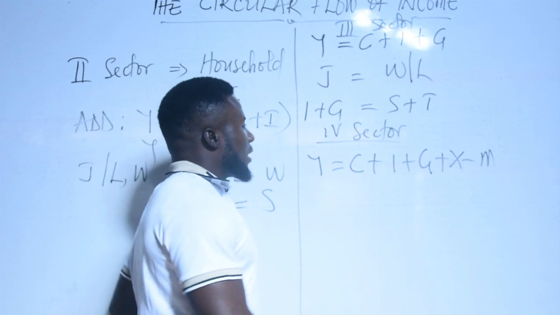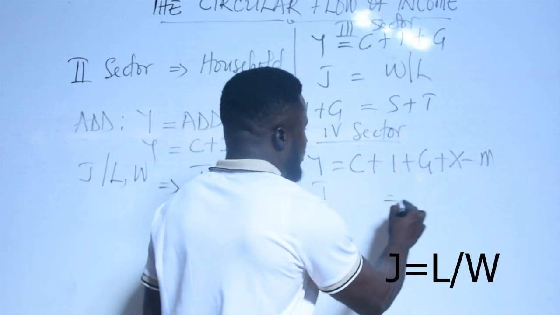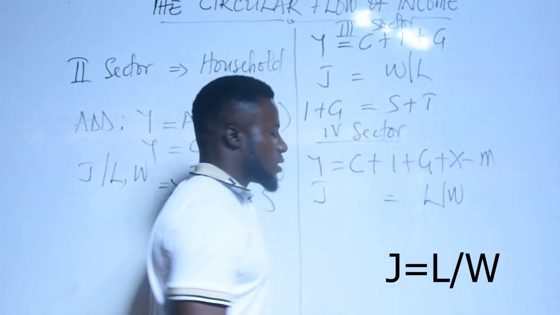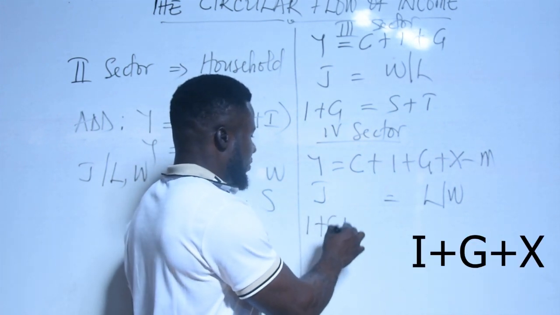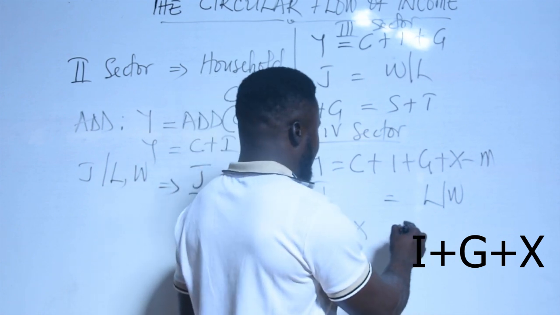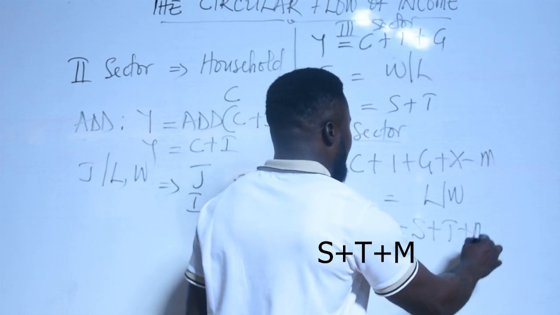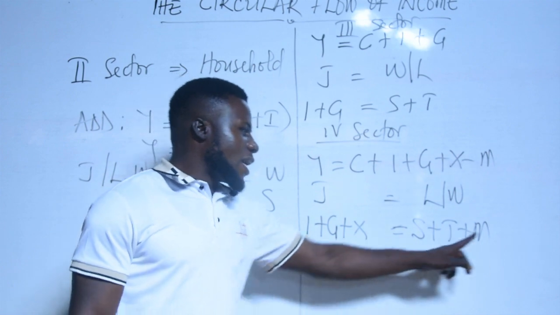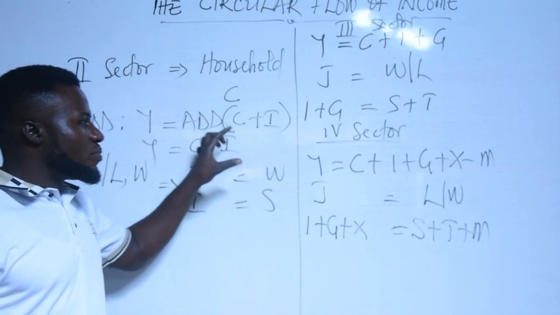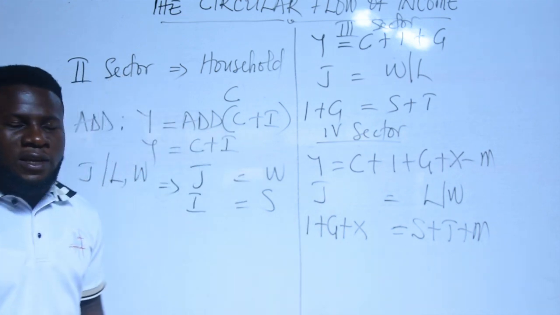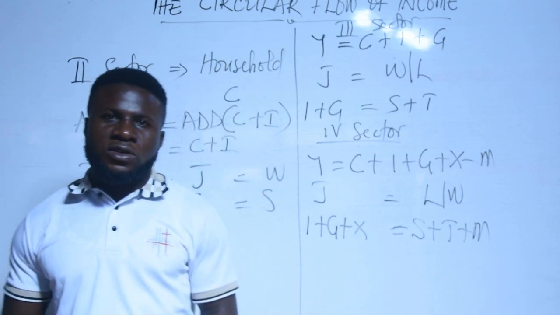And then using the injections withdrawal approach, we know that all injections must be equal to all leakages or withdrawals. And the injections in this economy are three of them: we have investments, we have government expenditure, and we have exports. And then the leakages or withdrawals in this economy, we have savings, we have taxes, and then we have imports. So you see that exports and imports have come in for the four-sector or open economy. So basically, this is a brief summary of how you solve for national income equilibrium under all the respective sectors of the economy.